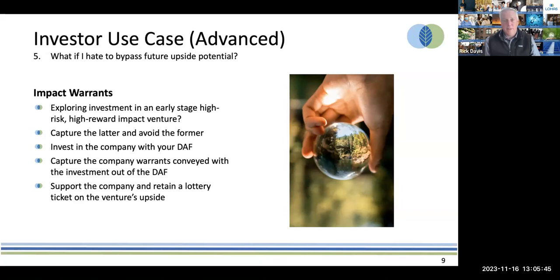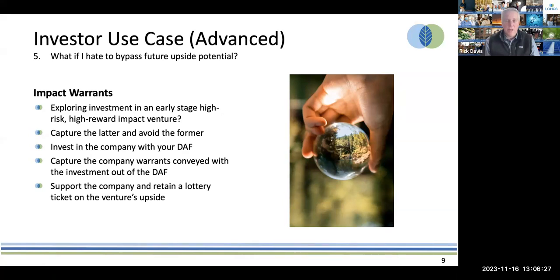But what if this company I'm investing in turns out to be Google? Then I'm going to feel a little bit like a dope that I didn't invest directly out of my portfolio. I know it's really early stage. I know it's really high risk, but it could conceivably be high reward as well. What can I do here? One of the things we've pioneered are what we call impact warrants, which allow parties to ideally capture the high reward while avoiding the high risk. And the way we do this, you invest in the company with your DAF.